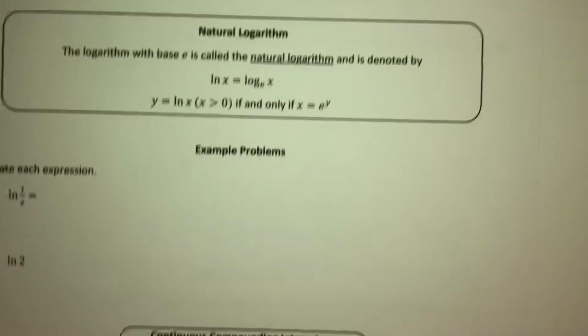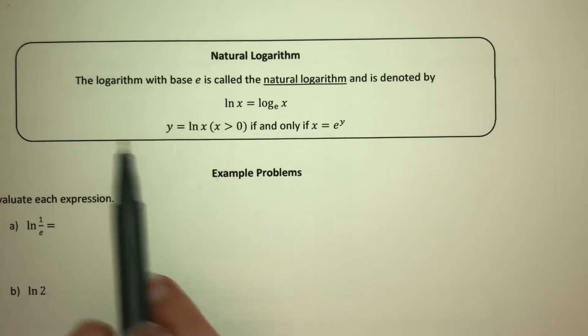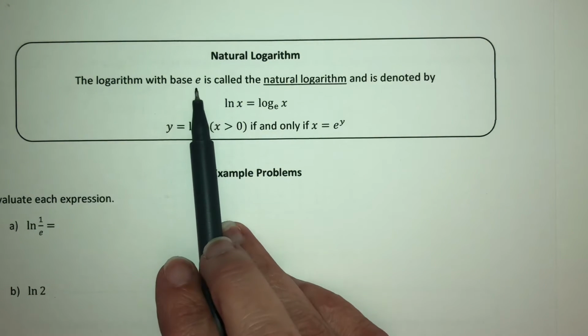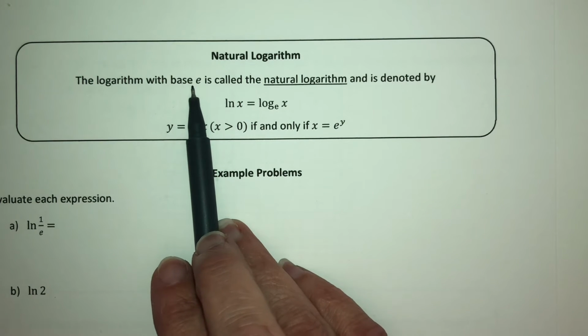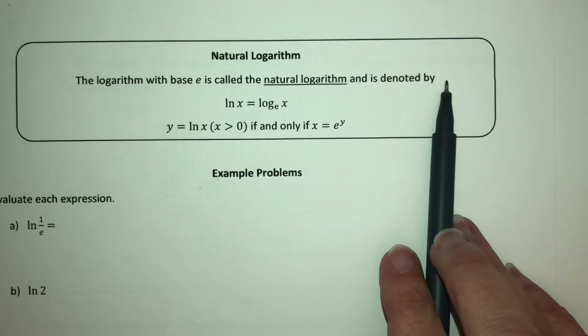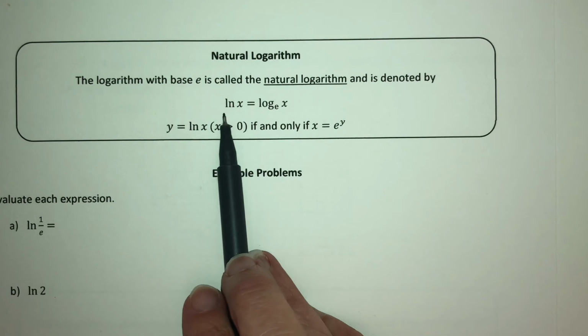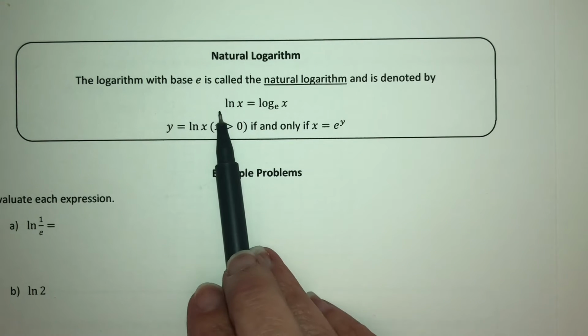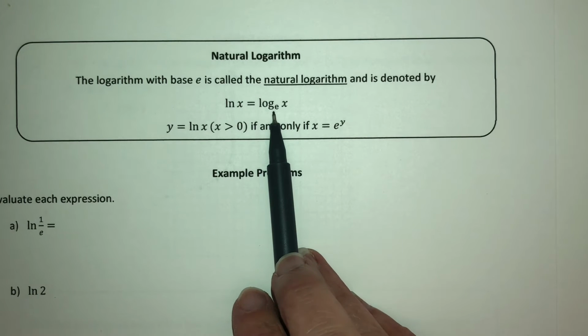Okay. And now, natural logarithm. The logarithm with base e, and we talked about e in the last section, is the Euler number, Euler constant. It is called the natural logarithm and is denoted by ln x. Remember, this is an L, it is not a 1. And it is an understood base e.